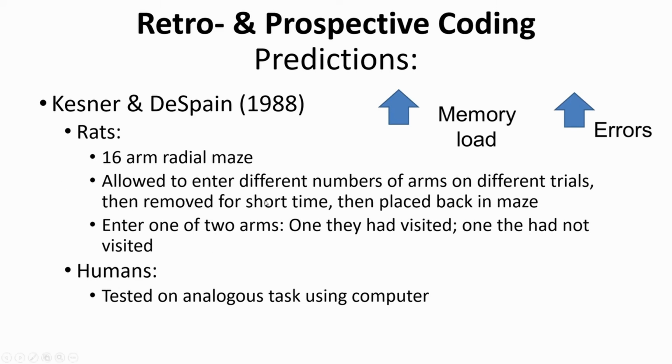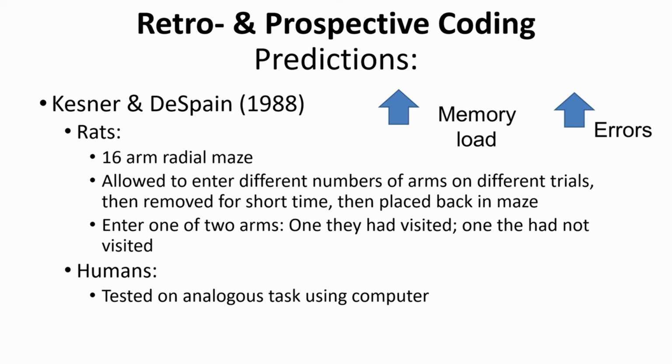Once they had been allowed to enter the set number of arms for that particular trial, the rat would be removed and held somewhere else for about 15 minutes or so, just to give them a break to separate them from that situation, and then they'd be reintroduced to the maze. When they were brought back after that break, they would be permitted to enter one of two arms. So the experimenters would block off all but two arms so that they had to make a binary choice.